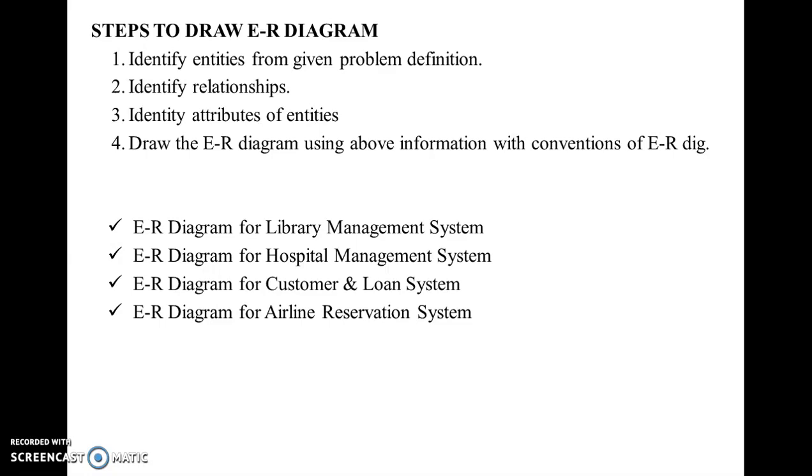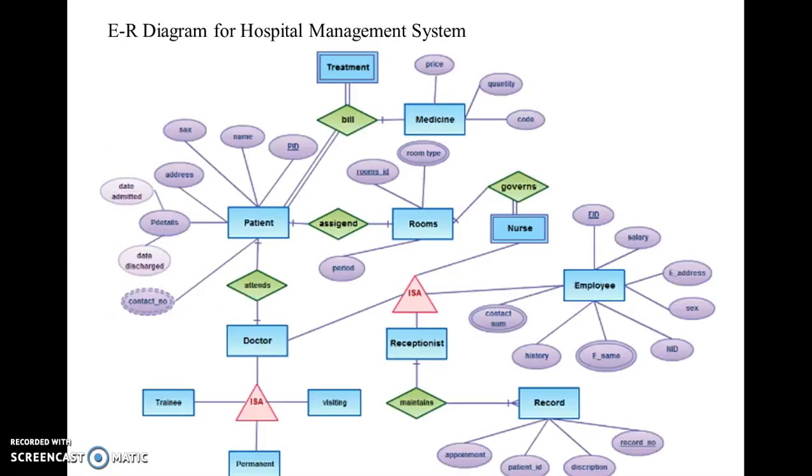Then find out the attributes. That means what are the properties or what are the column names for that particular entity. And finally, collect all the above data and draw the ER diagram. I have one ER diagram which is seen on your screen. That is the ER diagram for a hospital management system.